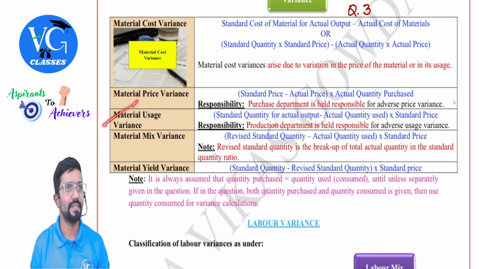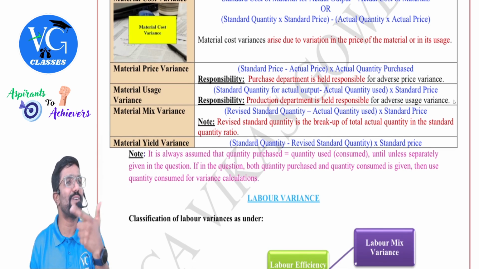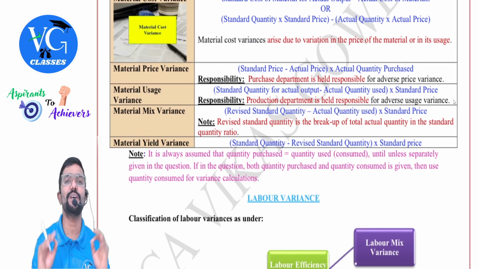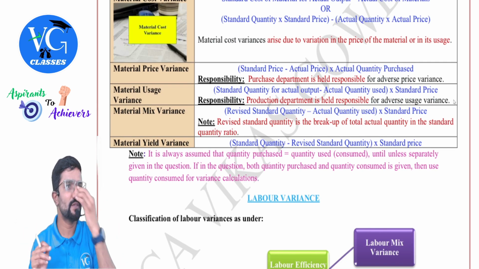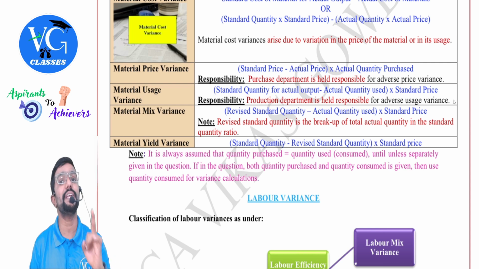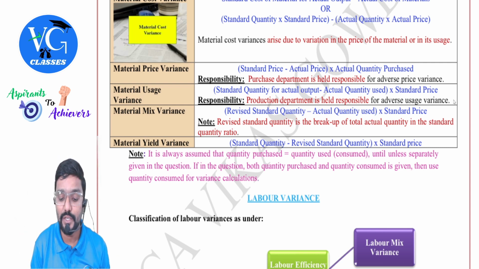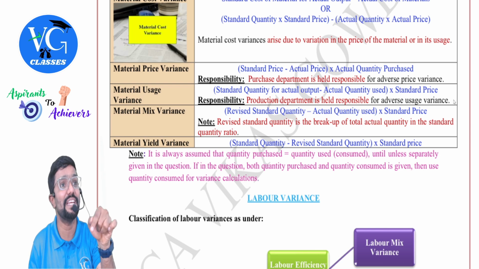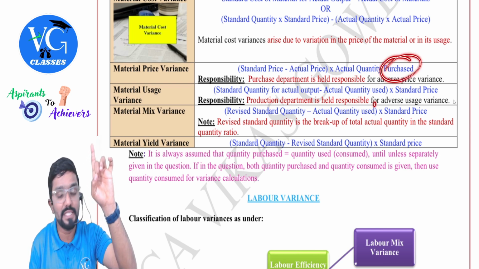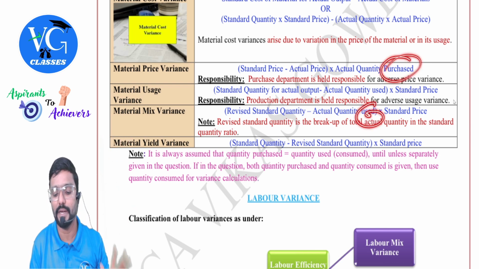Next is usage. Now usage, what do you use? Price or quantity now? Quantity. So we are finding out the difference between the quantity. So what is the formula, sir? Standard quantity for actual output minus actual quantity. And actual quantity here, which ones are used or consumed? Because there is a difference between purchased and used, no? Yes, I will explain that.